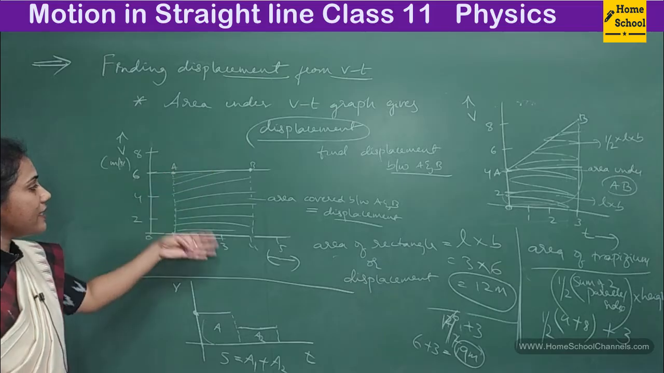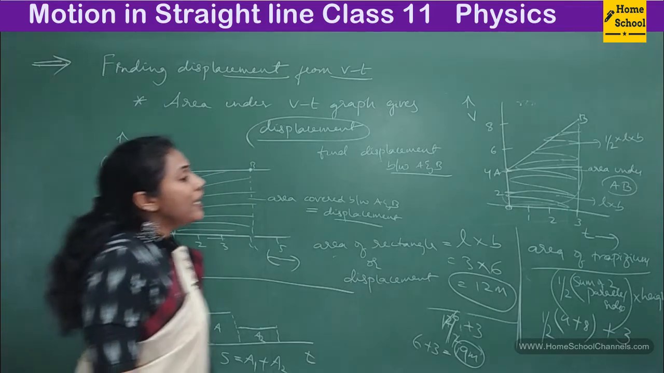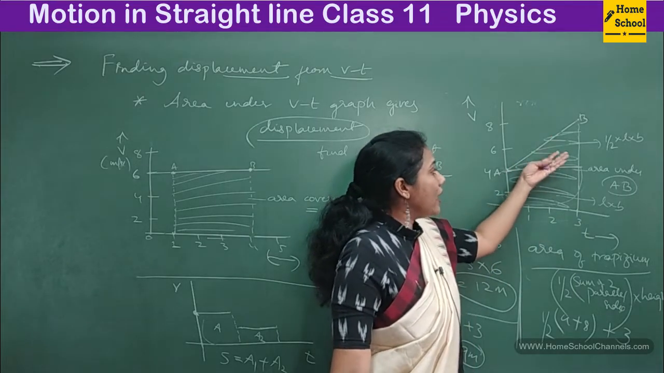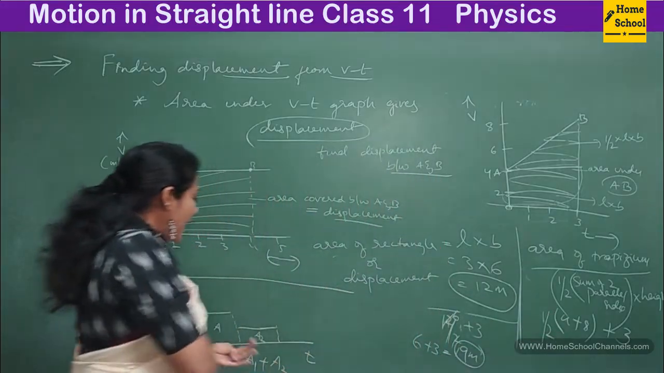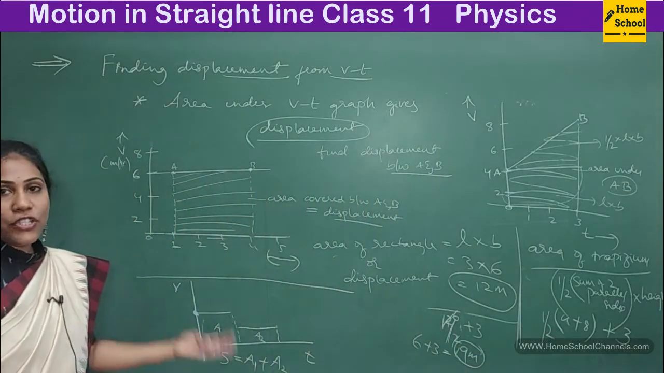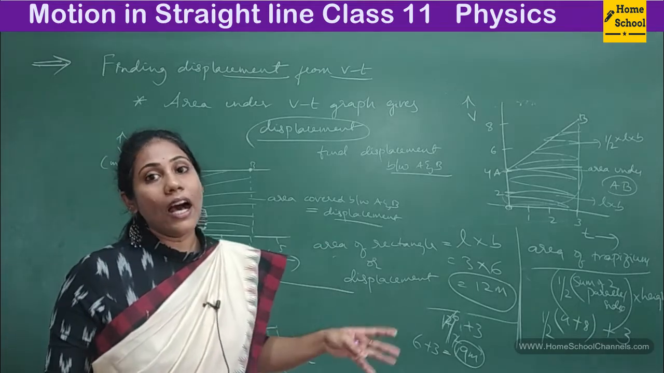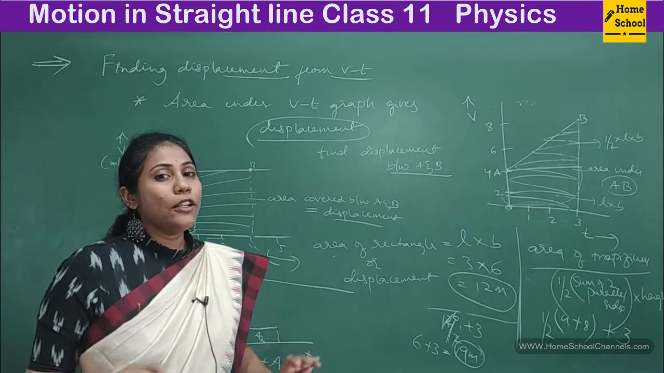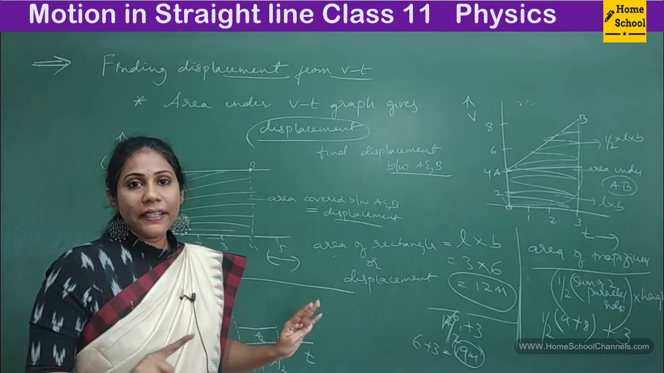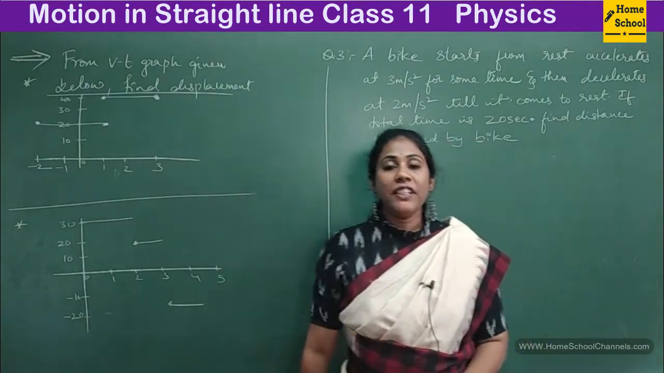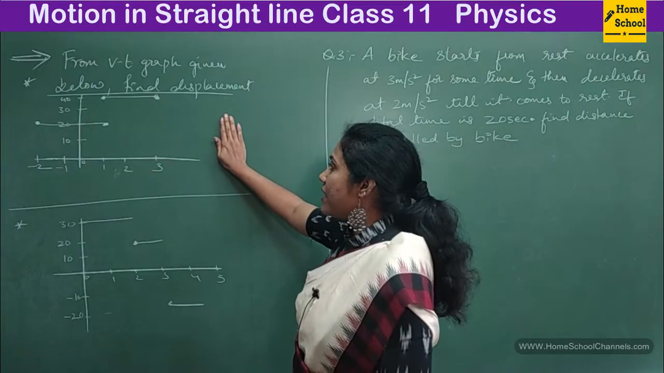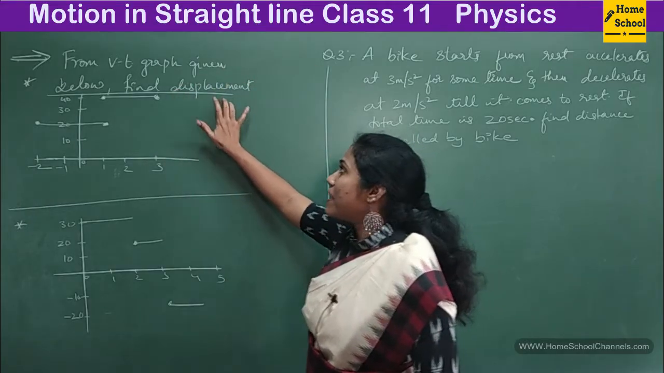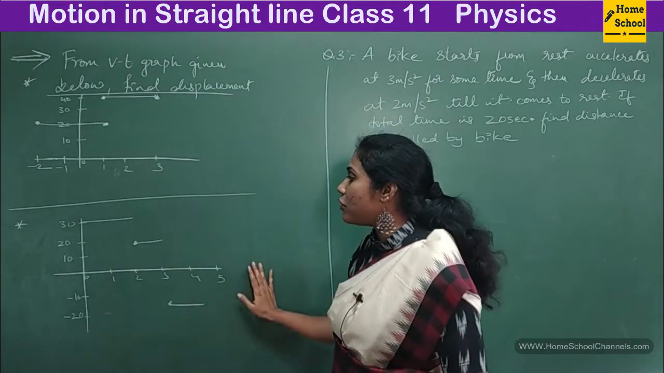If a graph is something like this, it's just a rectangle, and you're finding the area of the rectangle. If a graph is a trapezium shape, and you can find the trapezium's area, you will get the displacement. So displacement is nothing but the area covered under the graph. Now let's look at a few questions so that you will get more clarity. On the board I have given 3 questions. The graph is given and you have to find the displacement. All 3 questions are about finding displacement from a VT graph. Here a graph is given, here also a graph is given.